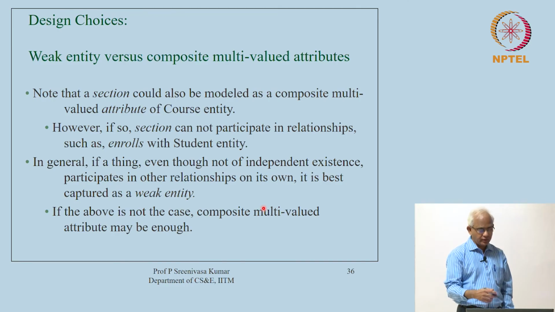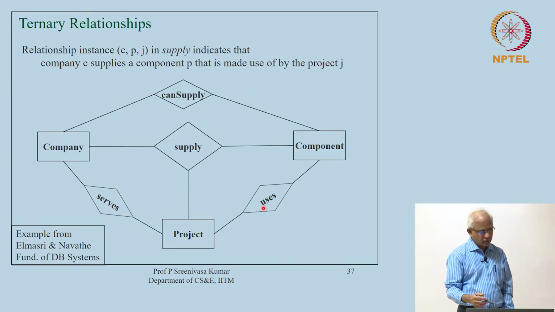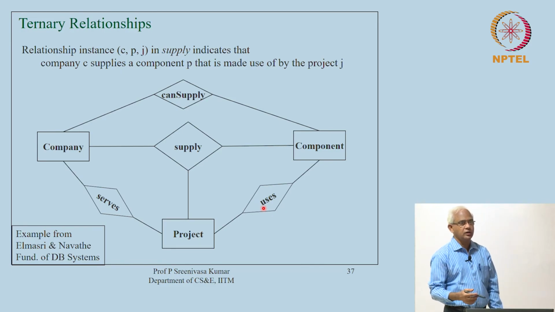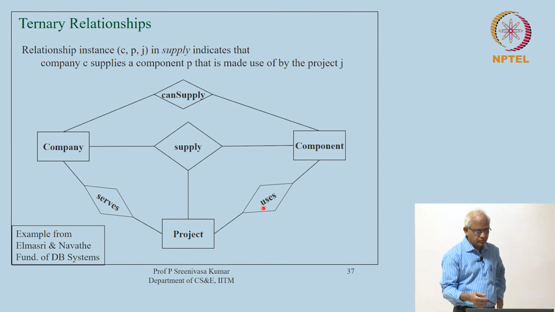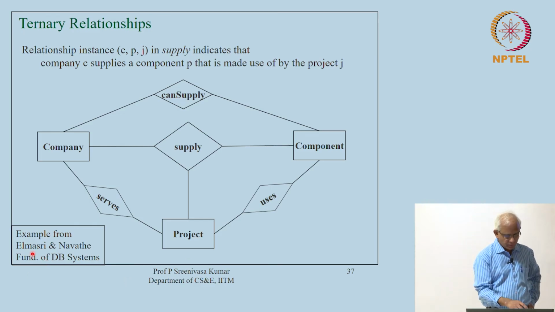Now, finally, to wrap up this module, we will spend a small amount of time on what are called ternary relationships. Often the relationships that we encounter in modeling are binary relationships, but occasionally we do have to make use of ternary relationships. Here is an example of a ternary relationship. This example is from Elmasri and Navathe's Fundamentals of Database Systems book.